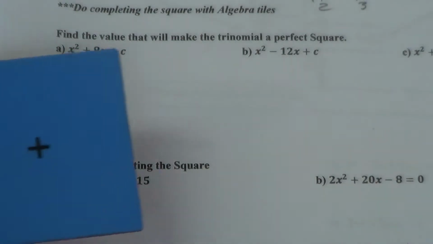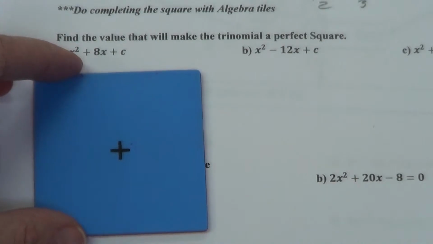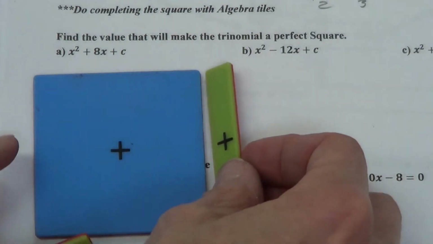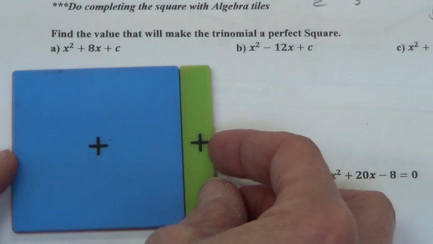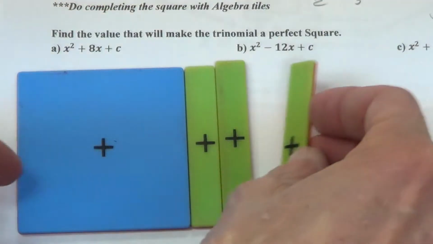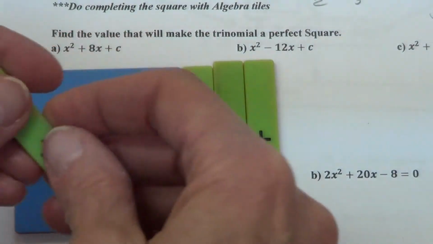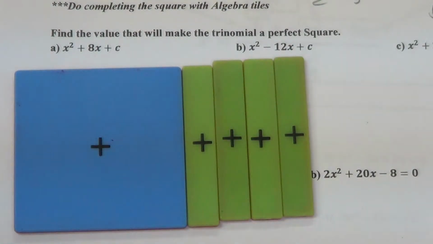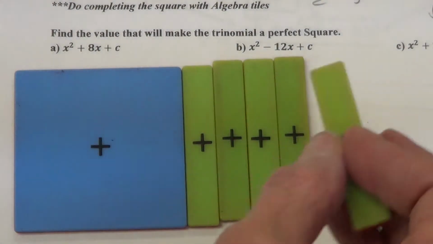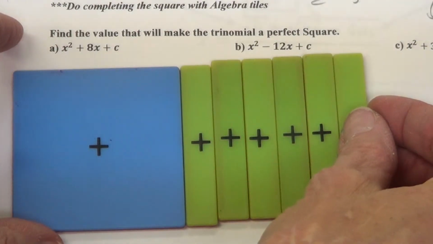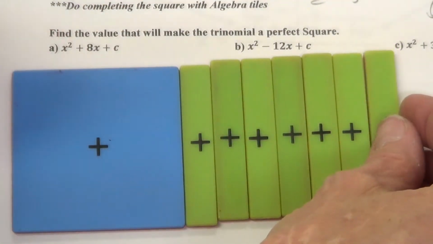Now, if you remember from class, we could build that expression with our algebra tiles, and it would look like this. It would be x squared plus 8 of these x pieces. Whew, they barely fit in here.